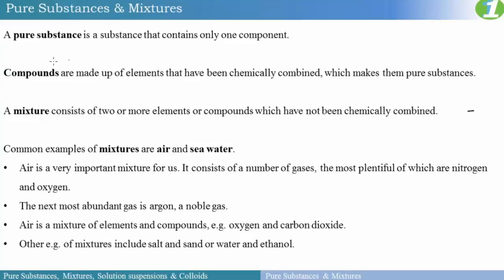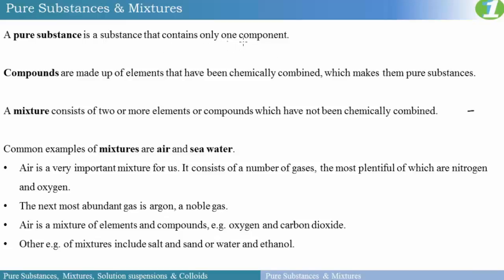Now that we understand that atoms make up the element, and that elements, when they are chemically combined, make up the compound, we can move on now to look at the differences between a pure substance and a mixture. We can say that matter exists as pure substances or impure substances. If the substance is impure, it is a mixture. If the substance is pure, it can either be an element or a compound. Simply put, a pure substance is a substance that contains only one component.